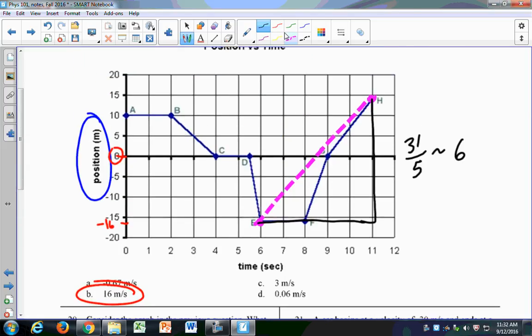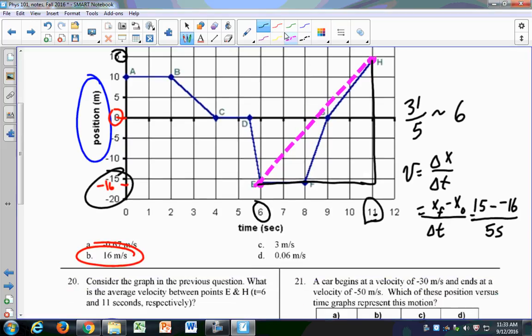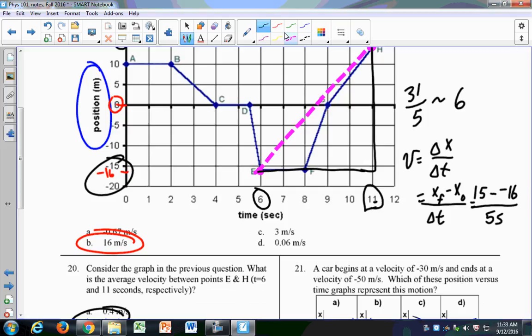Or you could do it a different way. You could say average velocity is equal to delta x over delta t. It's not really a different way. It's basically the same. But delta x over delta t, that would be x final minus x initial divided by my time. X final is 15 minus x initial, which is negative 16, divided by t, which is 11 minus 6. For 5 seconds. 31 over 5.